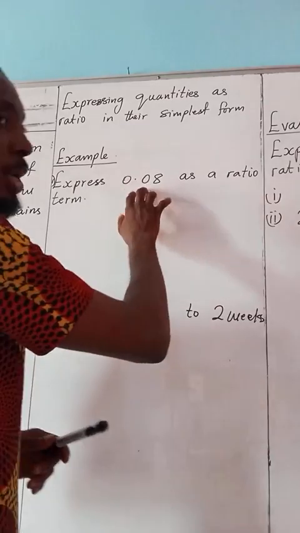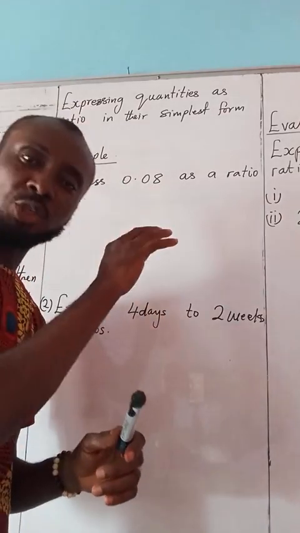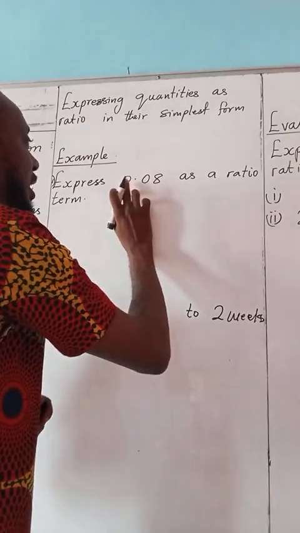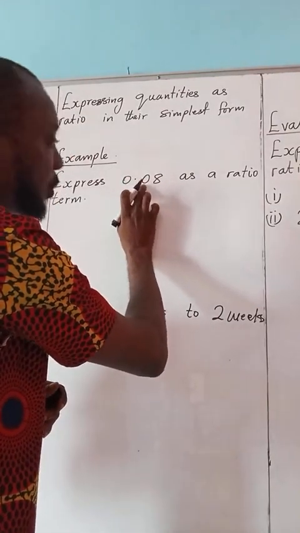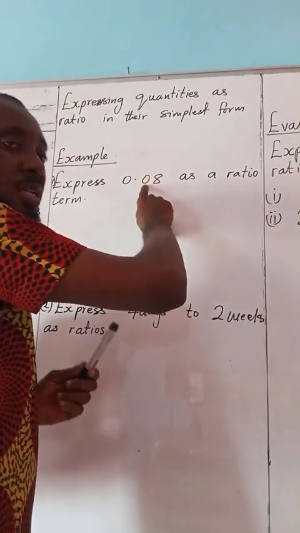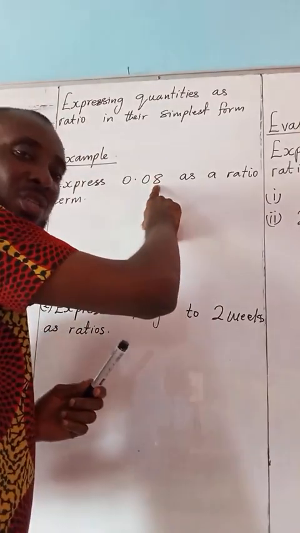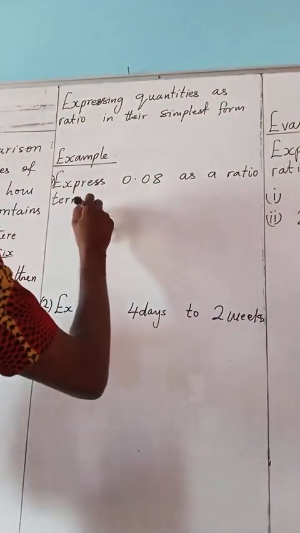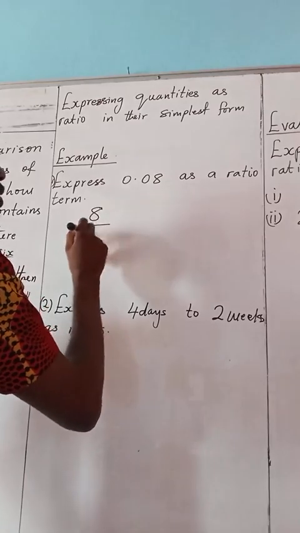Now what we have to do here is to convert it to a fraction. We have this one as a whole number, then after the point is a decimal number. So we have this one as tenths, and this one as hundredths, which is 8 over 100.